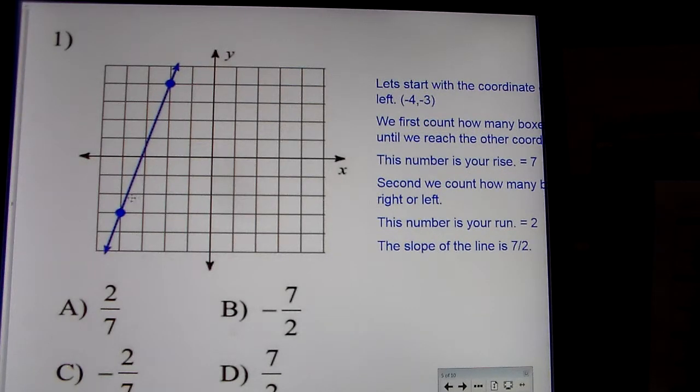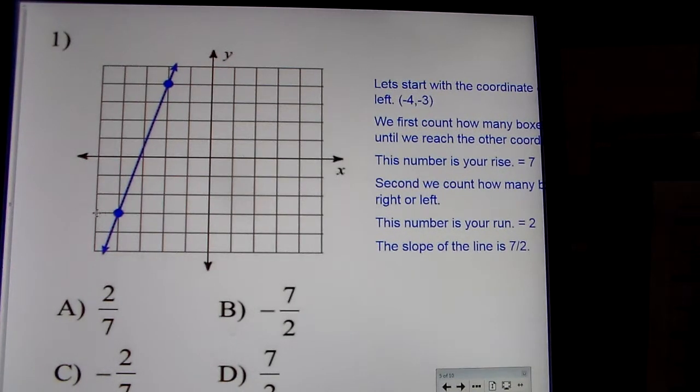So what we're going to do, we're going to count how many boxes to find the slope. Starting from this point, I just picked either one of the points, I'm just starting here because that's my choice. And I'm going to count from this point to the other point how many boxes up. It's 1, 2, 3, 4, 5, 6, 7 boxes up. So I'm going to put a positive 7. It's 7 up.